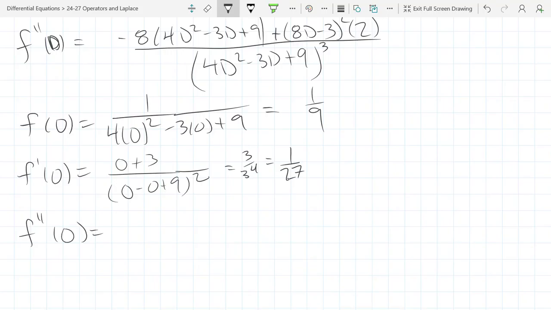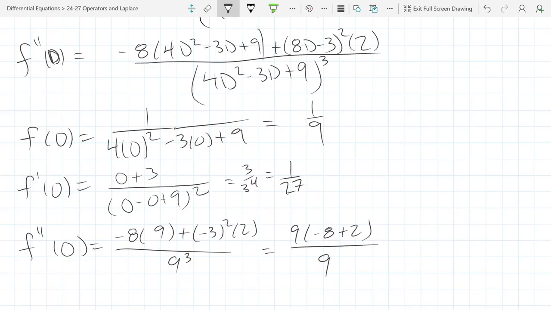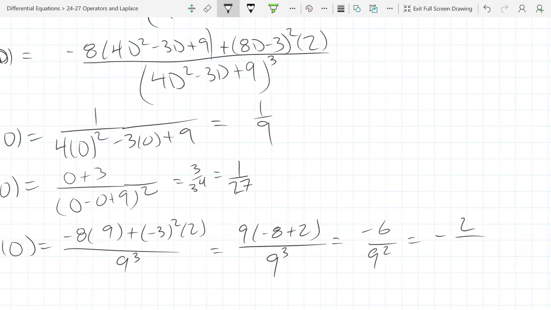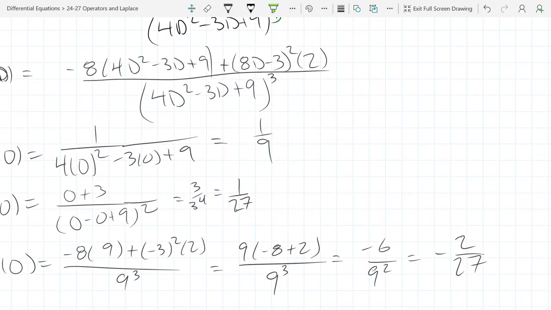And last up, f double prime of 0. That's negative 8 times 0 minus 0 plus 9 plus negative 3 squared times 2 divided by 9 cubed. So let's factor out a 9 in the numerator. Gives us negative 8 plus 2 over 9 cubed. Negative 6 over 9 squared. So negative 2 over something. 27. I think the book said that was 1/27, though.